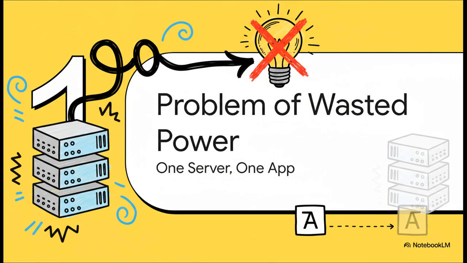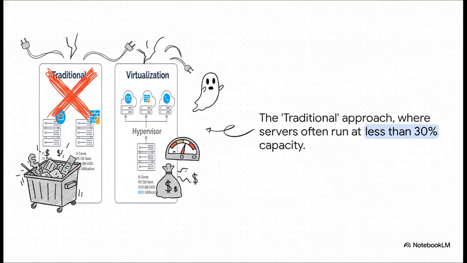All right, to really get where we are now, we have to rewind and look at the problem that started this whole thing. See, in the early days of the internet, things were just incredibly inefficient. The basic rule was simple and, honestly, unbelievably wasteful. One server got one single application. That's it. And this slide just lays out the problem perfectly.